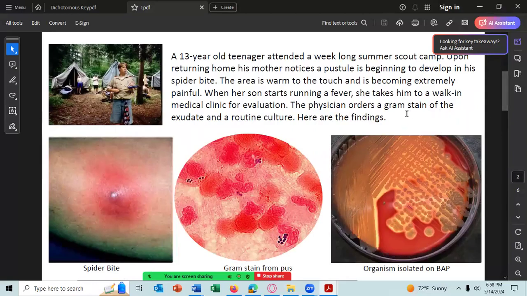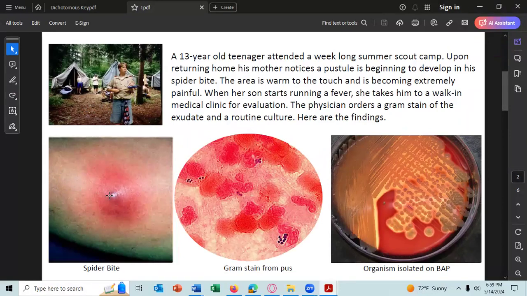All right, a 13-year-old teenager shown here attended a week-long summer camp. Upon returning home, his mother notices a pustule beginning to develop on his arm. It looks like a spider bite. The area is warm to touch and is becoming extremely painful. When her son starts running a fever, she takes him to a walk-in medical clinic for evaluation. The physician orders a gram stain of the exudate and a routine culture.